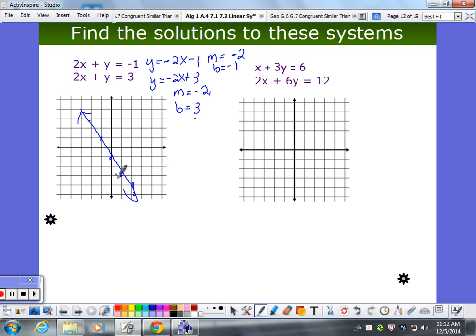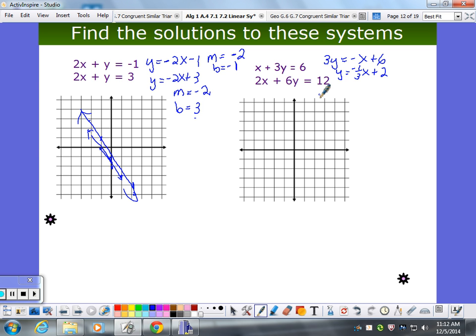So I'll just put negative 1. You can say no solutions. Let's see about this one now. I have to put this in slope-intercept form, right? So I'm going to subtract that x, divide through by 3, right? 6 over 3 is 2.